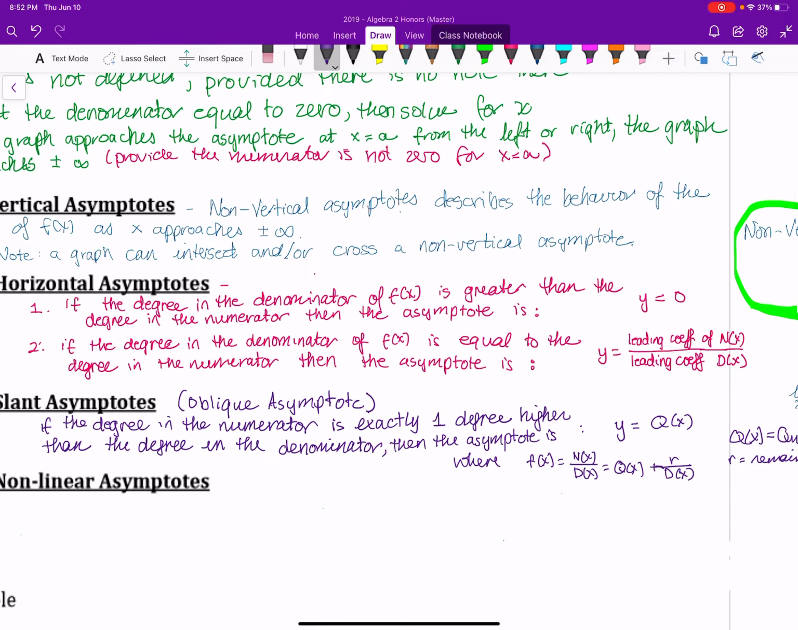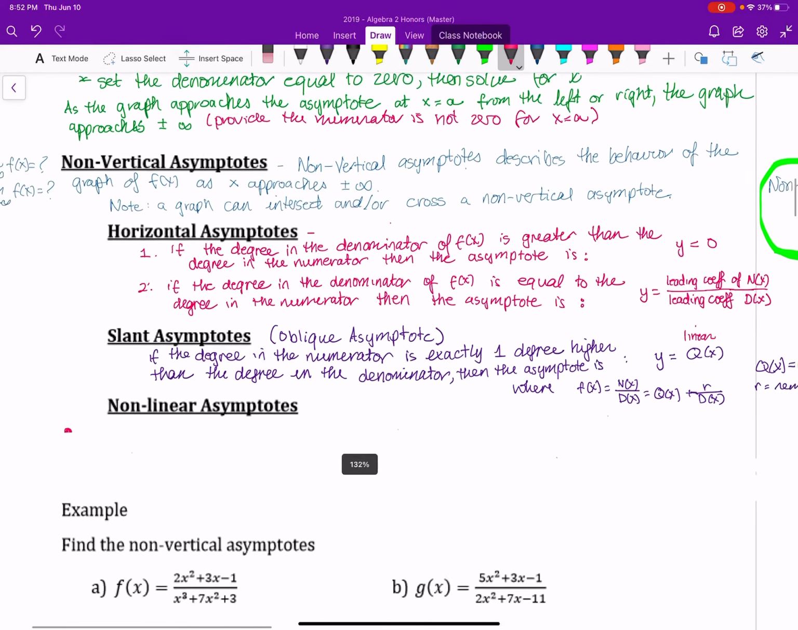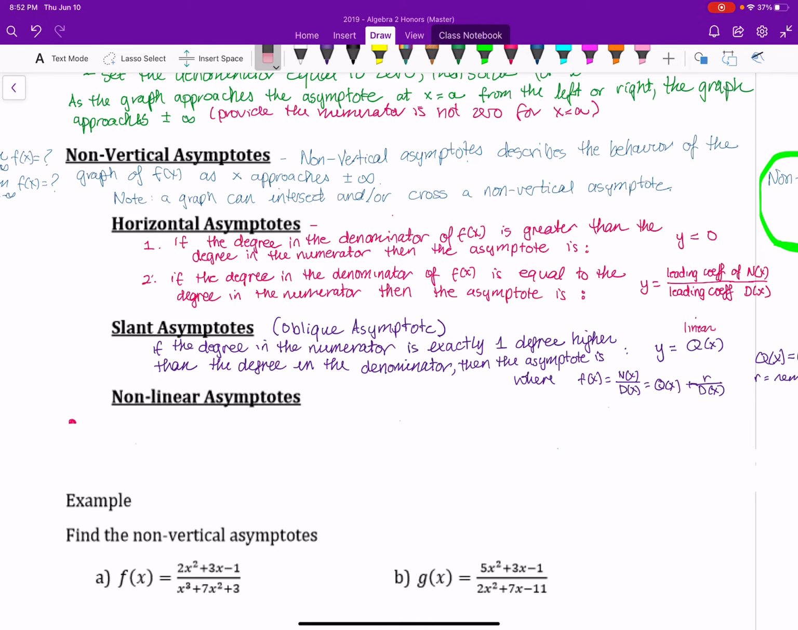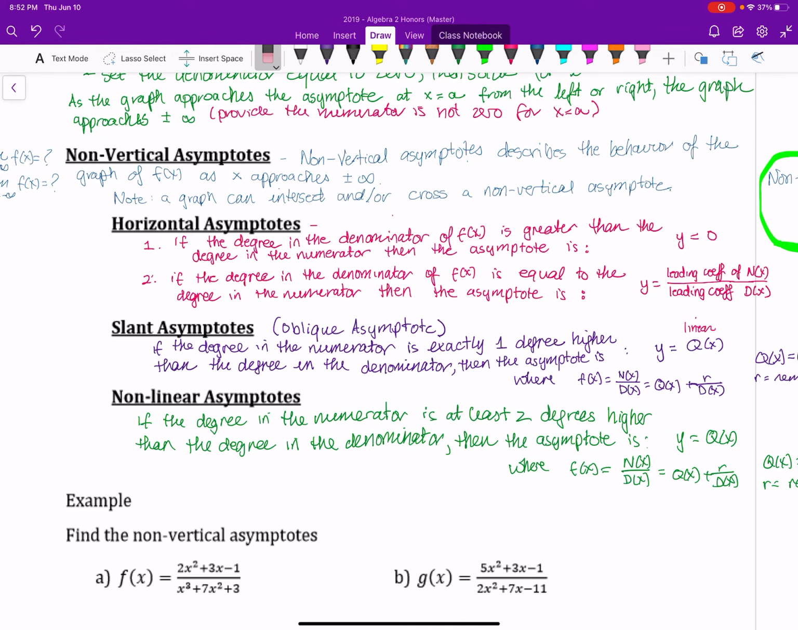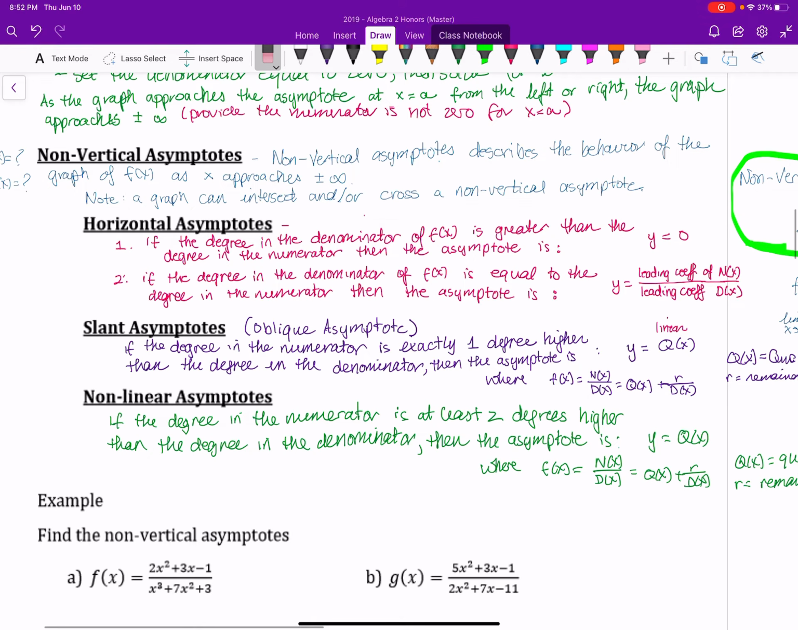So that's exactly 1 degree. If it's exactly 1 degree, your result is going to be linear, if the numerator is 1 degree higher than the denominator. For nonlinear asymptotes, so it doesn't always have to be a line, the degree in the numerator is at least 2 degrees higher. So exactly 1 degree higher is a linear asymptote. As soon as you get above 1 degree, so 2, 3, 4 degrees higher, you end up with something that's nonlinear as an asymptote, which is also okay.